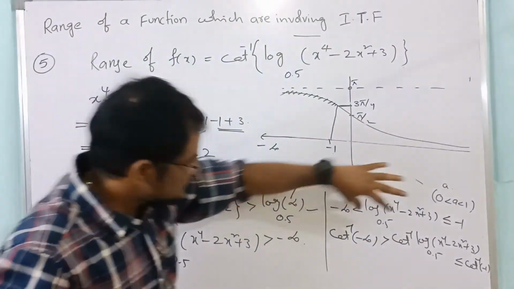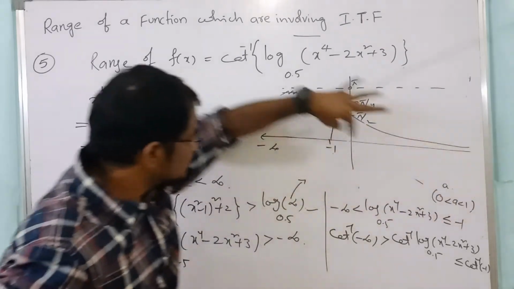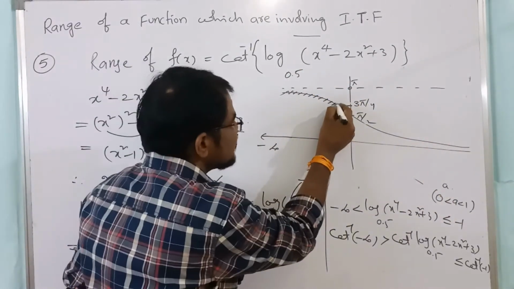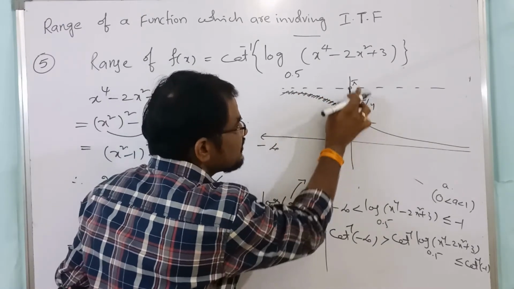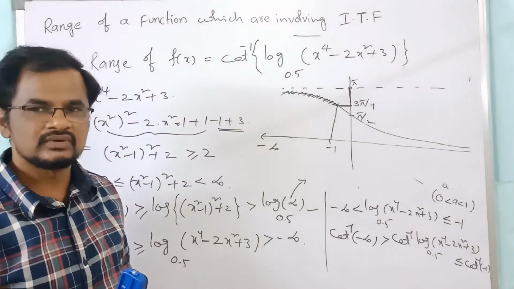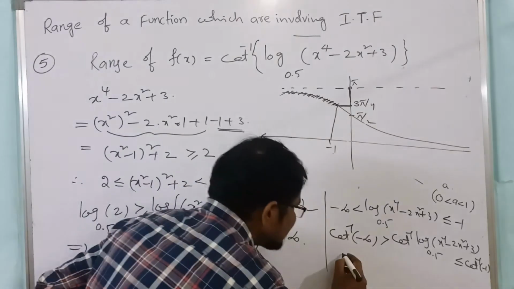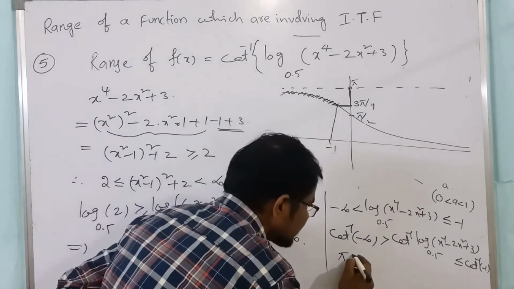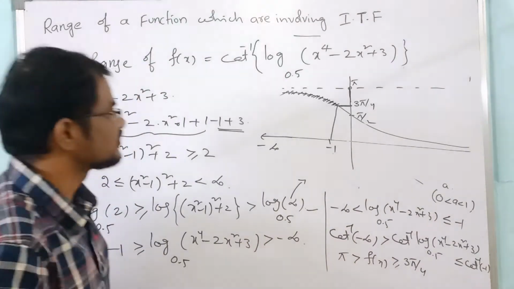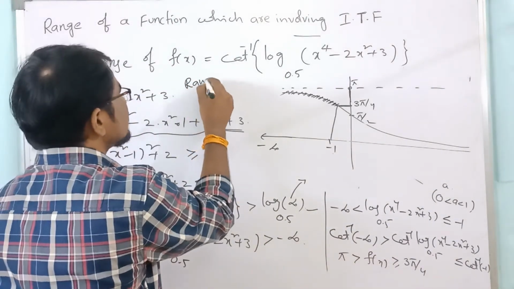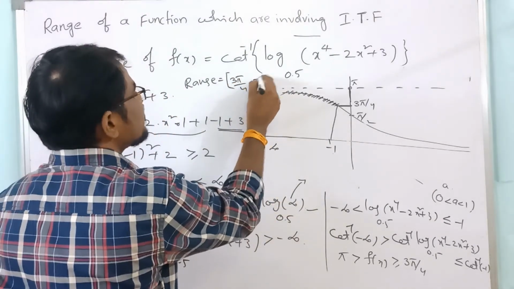So this expression exists from minus infinity to minus 1, which means the curve exists where to where? This part only. But for this part, the y value exists from where to where? From 3 pi by 4 to what? Pi only. Okay. Now here, cot inverse of minus infinity means we get pi, so f of x is greater than or equal to 3 pi by 4. Therefore the range of this function is the closed interval 3 pi by 4 to the open interval pi.